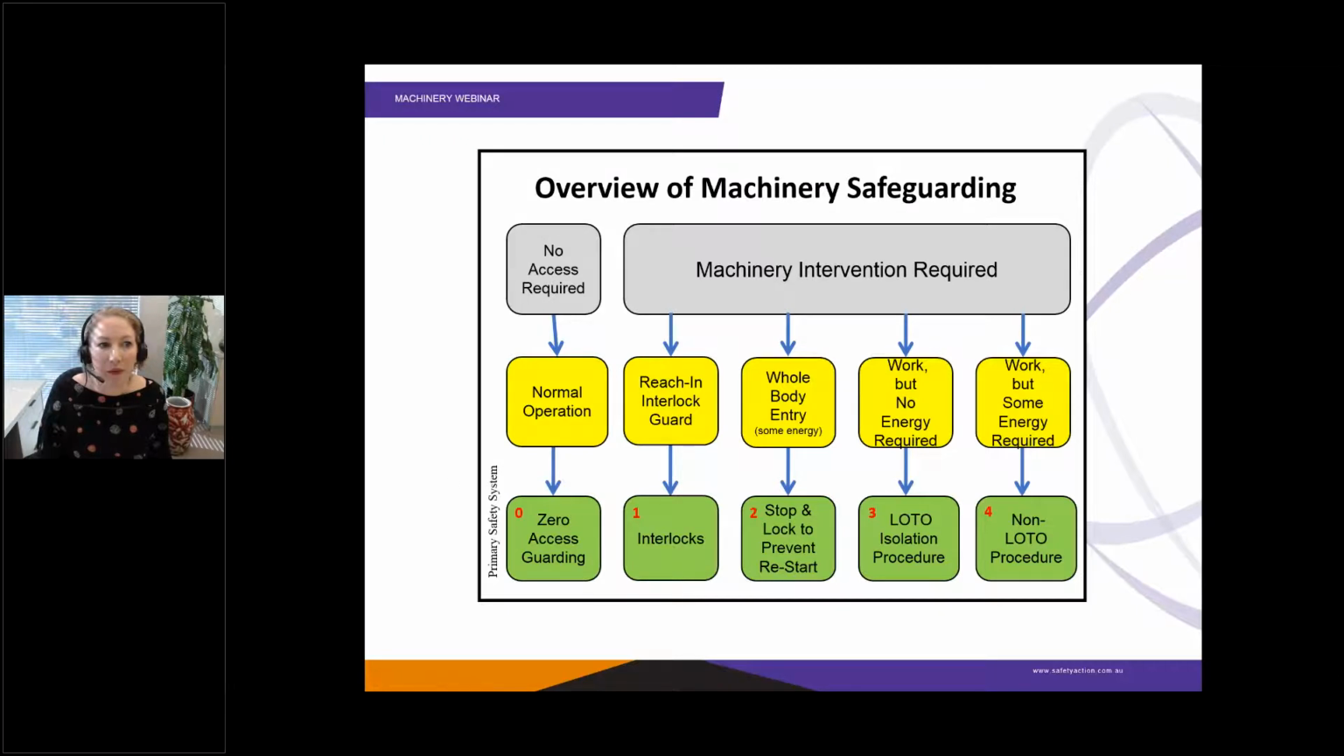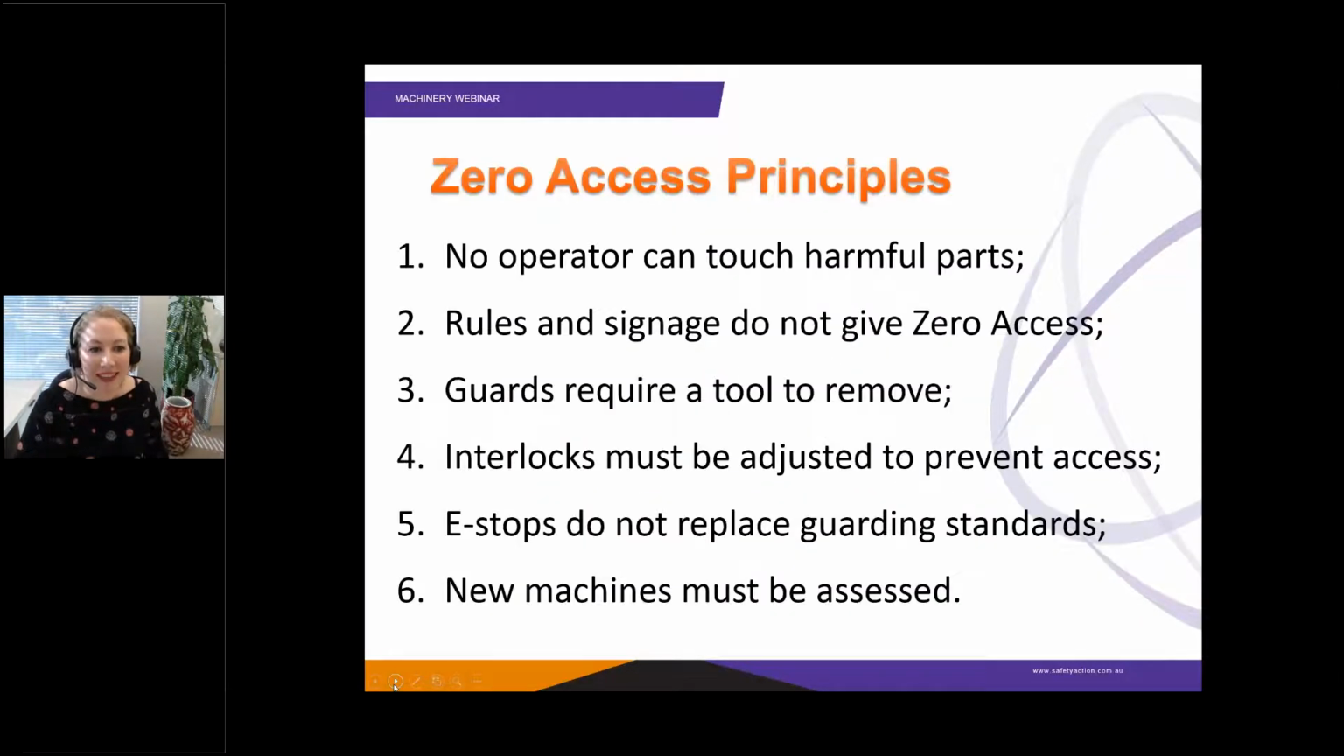So that's an overview of where machinery safeguarding zero access sits. Now let me tell you about the zero access principles. The principles of zero access are quite simple. Firstly, no operator can accidentally or deliberately touch harmful machine parts.